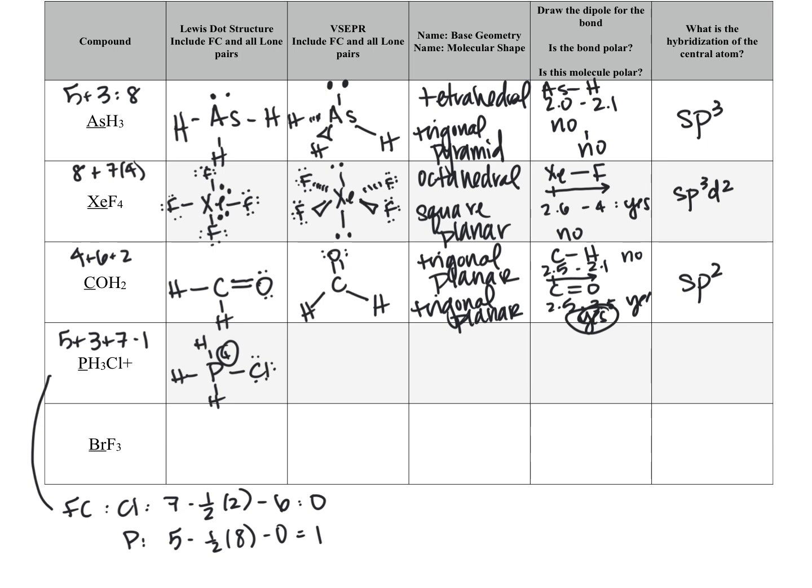So we need to ask ourselves, what is the shape here? The phosphorus has 4 things connected to it. That means it's tetrahedral. And so we can draw that structure here. It does not matter what goes on each one because they're all equivalent. And our positive charge still remains. And so in this one, both the base geometry and the molecular shape are tetrahedral.